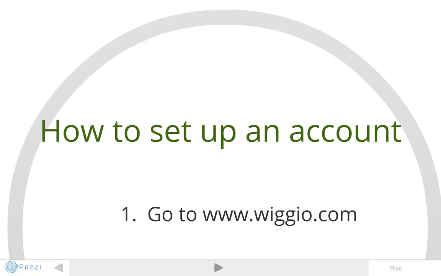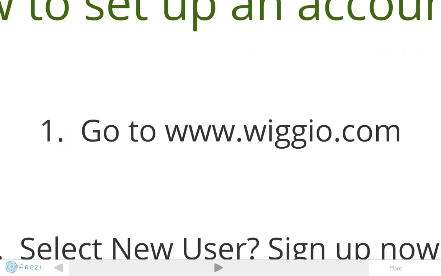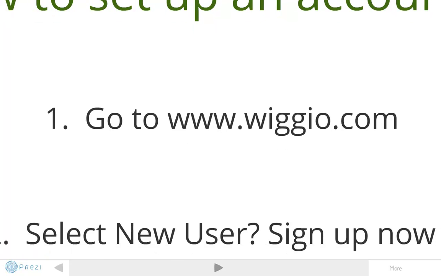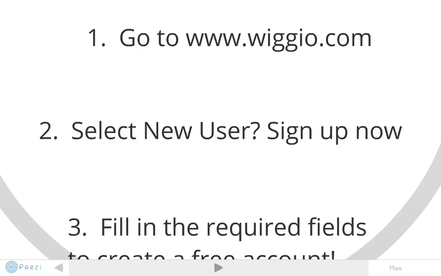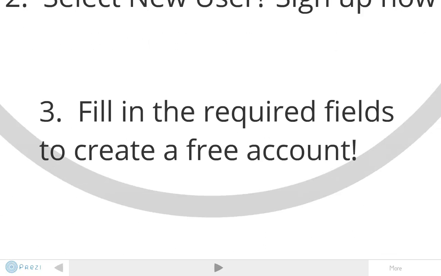To set up an account, you need to go to the Wiggio website at www.wiggio.com. Once you get to the website, you need to select New User, Sign Up Now, which will be located in the upper right-hand corner of your screen. You will be prompted to fill in the required fields to create your free account.